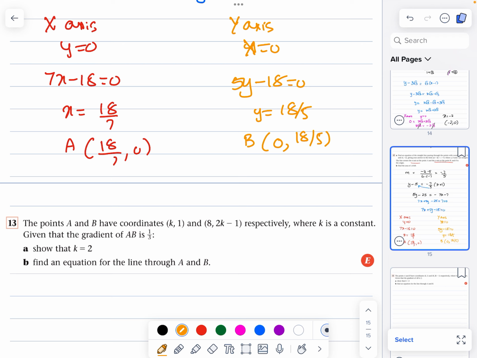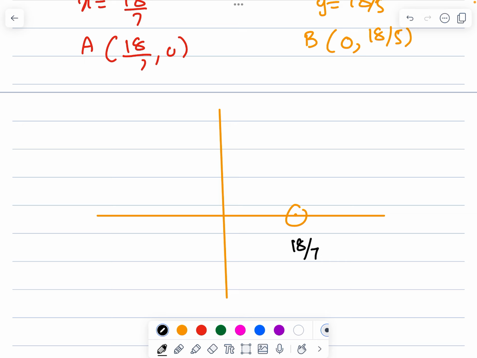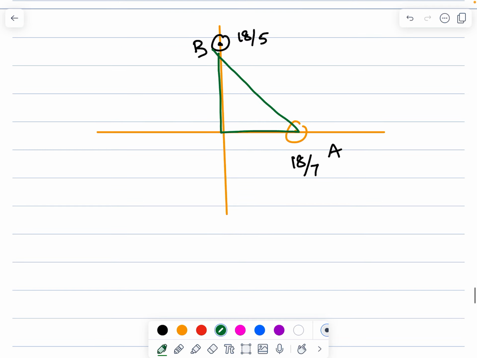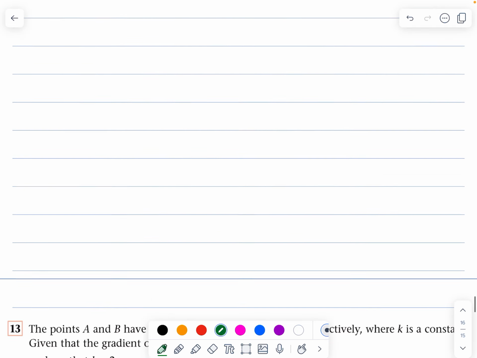Now he is asking us to find the area of the triangle. So when I draw the triangle, x-axis at 18 upon 7, and y-axis at 18 upon 5. This is A, this is B. What is the area of the triangle? Half base times height. Base is 18 upon 7, and this is the height. Height is 18 upon 5. Simplify that, 162 upon 35.